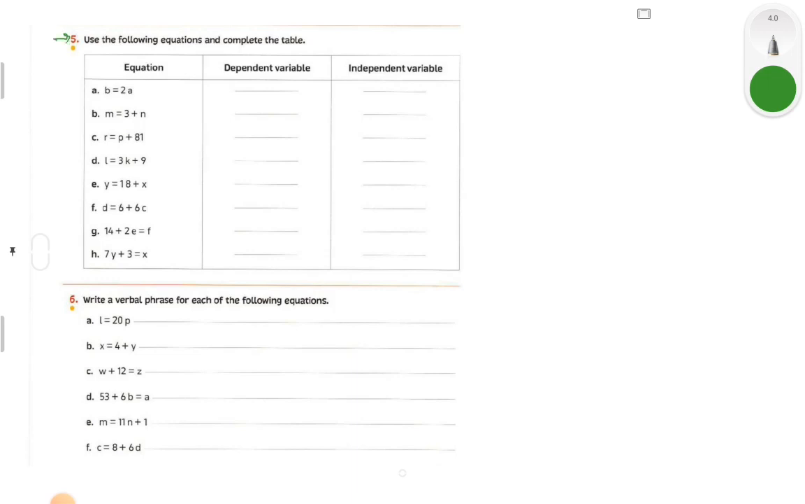Question 5, he said use the following equations to complete the table. First equation, b equals a.